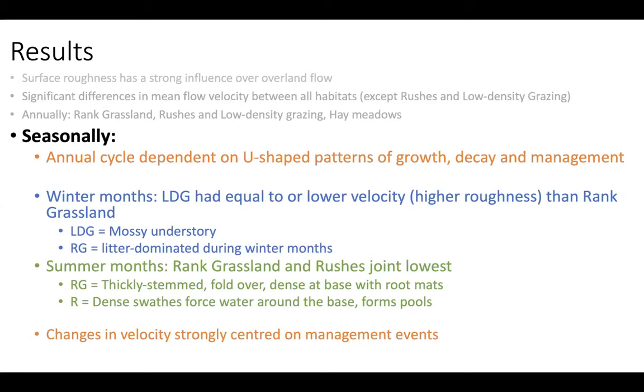So in the winter months here, I took April and November to represent winter. Actually, the low density grazing had equal to or lower velocity than the rank grassland habitat. And we put this very much down to the vegetation that was present and the changes that that vegetation experiences throughout the year. In summer months, the rank grassland and the rushes were the joint lowest habitats. So it very much reflects on the vegetation and the need at different times of the year for different roughness attributes.